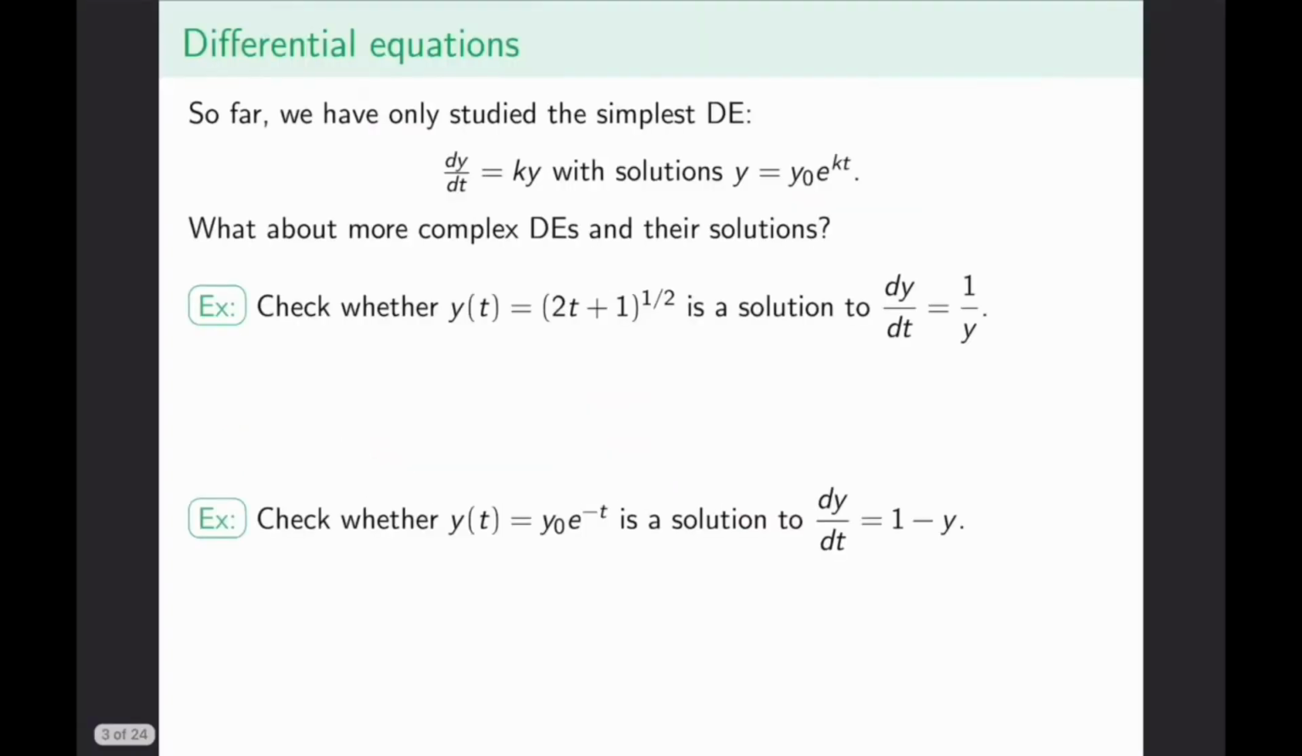Let's first of all start by reviewing the simplest differential equation that we've already studied and the solution to it that we have already seen. So again, this equation states that the rate of change of a function is proportional to the function itself, and it has a unique solution: the function that satisfies this equation is in fact the exponential function.